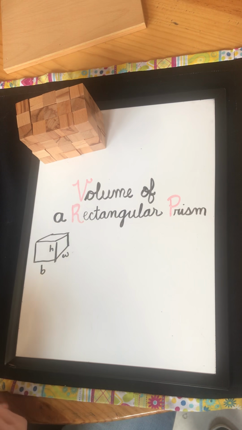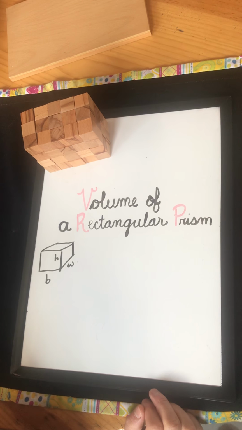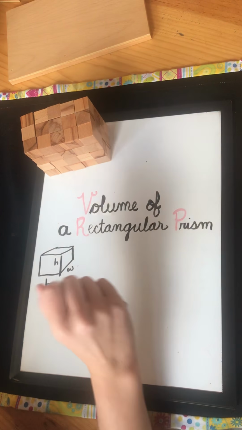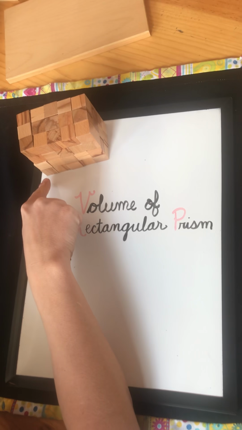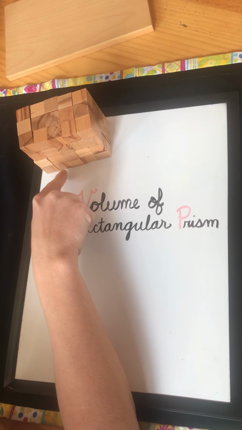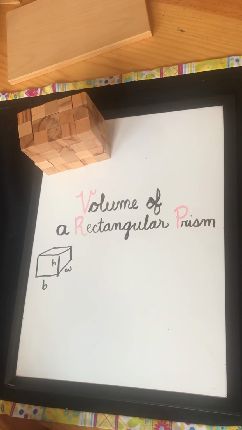So let's look at the prism that we created. And we're going to look at the measurement of those 3 parts. So the first thing we have to measure is the base. Okay, and here in my rectangular prism, I have 1, 2, 3, 4, 5 units as my base.